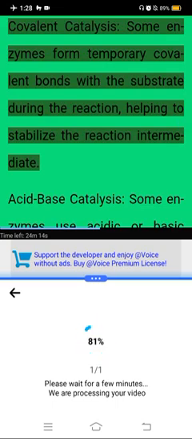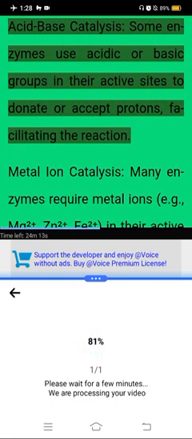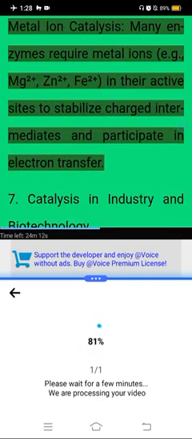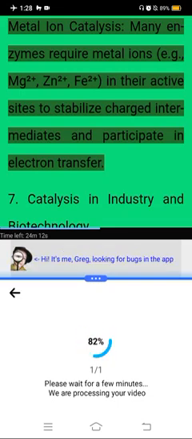Covalent catalysis. Some enzymes form temporary covalent bonds with the substrate during the reaction, helping to stabilize the reaction intermediate. Acid-base catalysis. Some enzymes use acidic or basic groups in their active sites to donate or accept protons, facilitating the reaction. Metal ion catalysis. Many enzymes require metal ions, e.g., Mg²⁺, Zn²⁺, Fe²⁺, in their active sites to stabilize charged intermediates and participate in electron transfer.